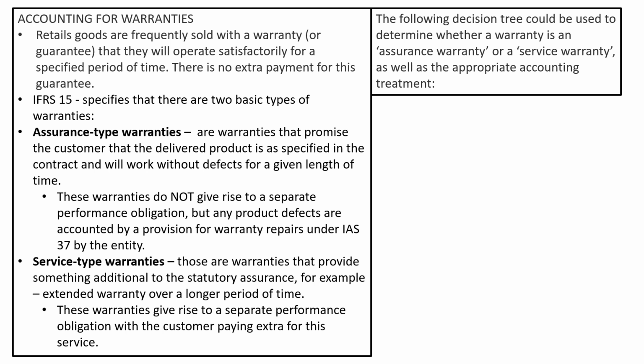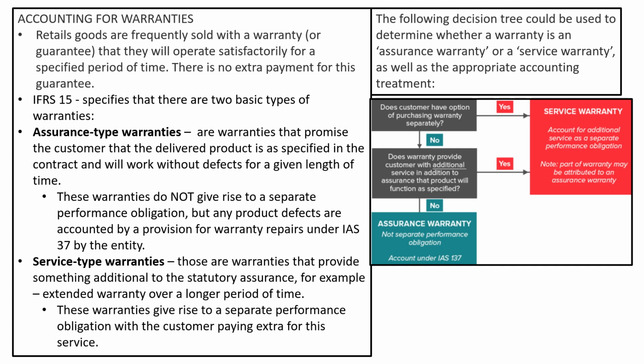Here is a decision tree that could be used to determine whether a warranty is an assurance type warranty or a service type warranty, as well as the accounting treatment. On one side you've got the assurance warranty, and if there are any product defects here, you account for it under IAS 37 by making a provision, whereas a service warranty is accounted for as an extra payment, and this is regarded as a separate performance obligation.